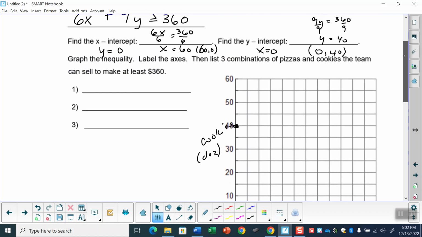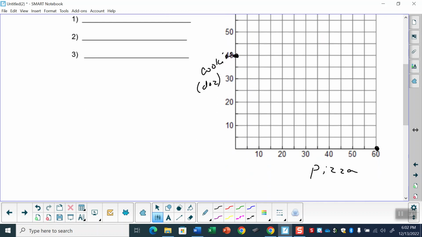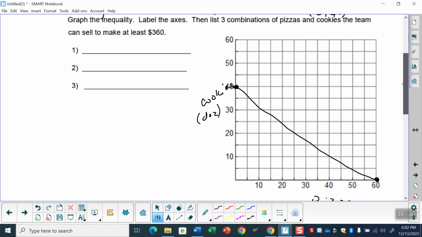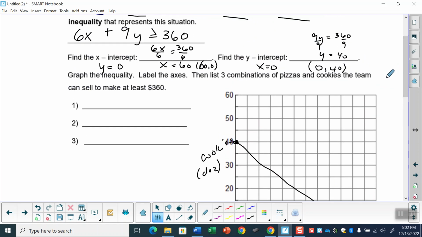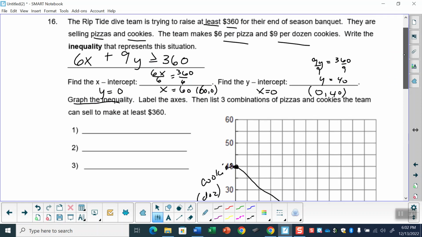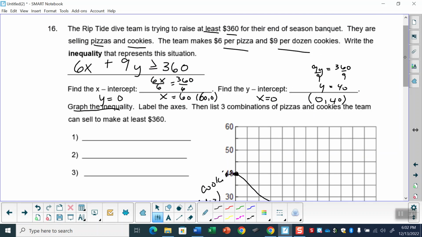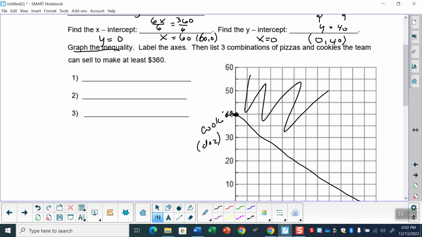Okay, now I have 2 points, right? If you have 2 points, you can draw a line to connect these. And now for my inequality, right, if I graph the inequality, it was greater than or equal, right? I would be happy with 360, so I'm going to say it's equal. And then I'm going to shade up here. Okay. Now it says at least 3 combinations of pizzas and cookies.